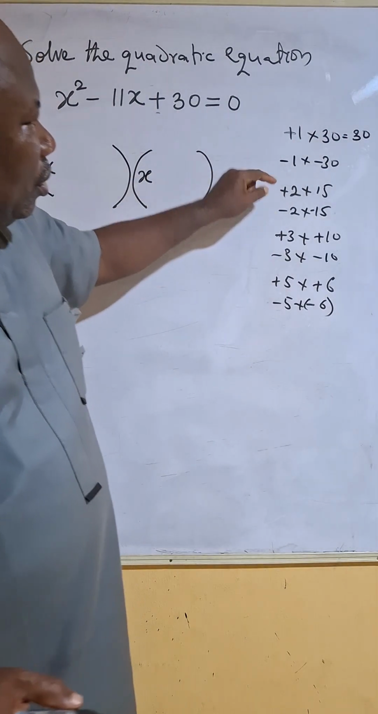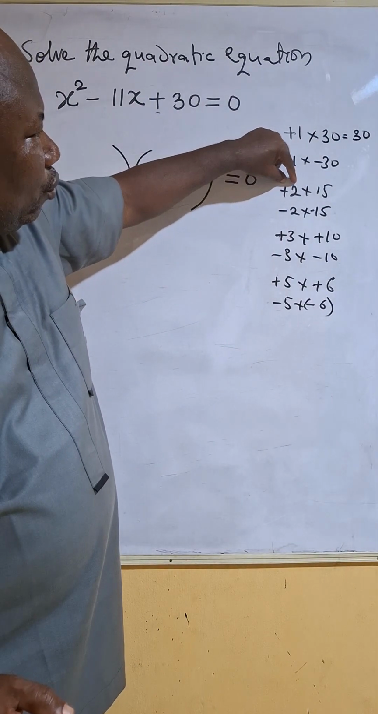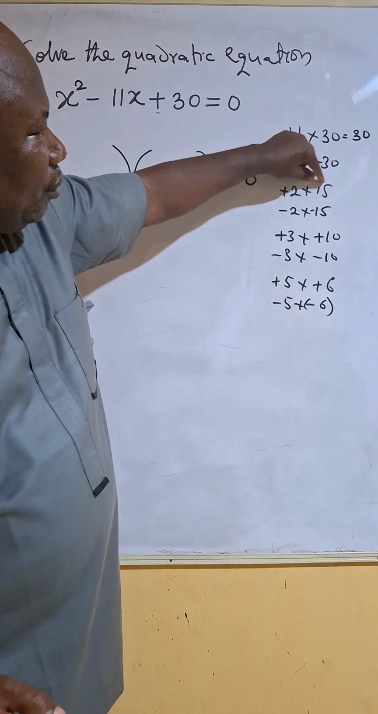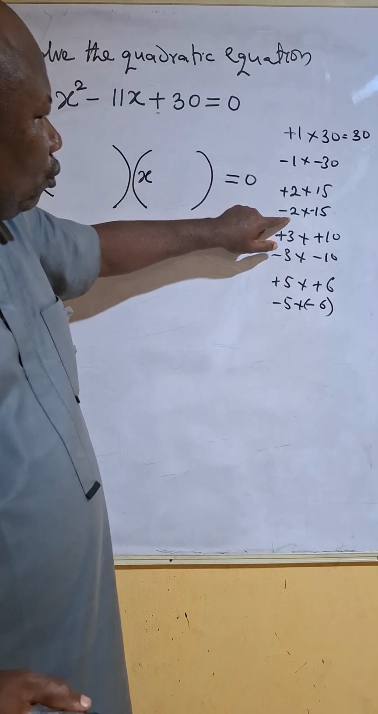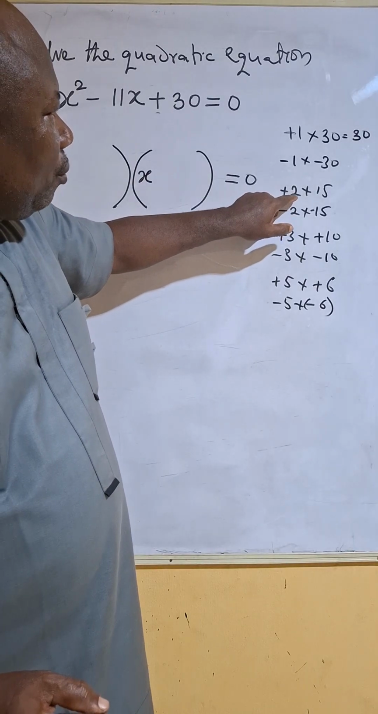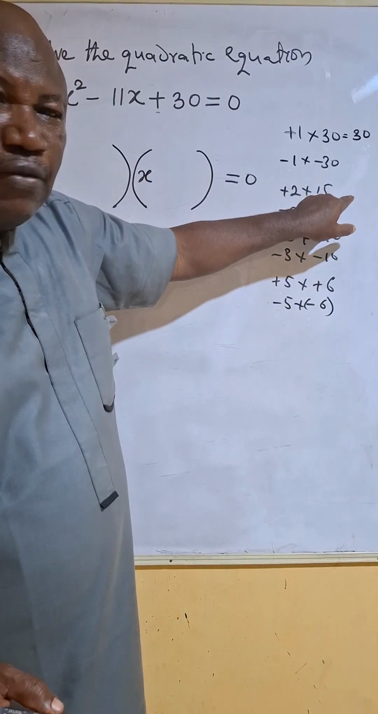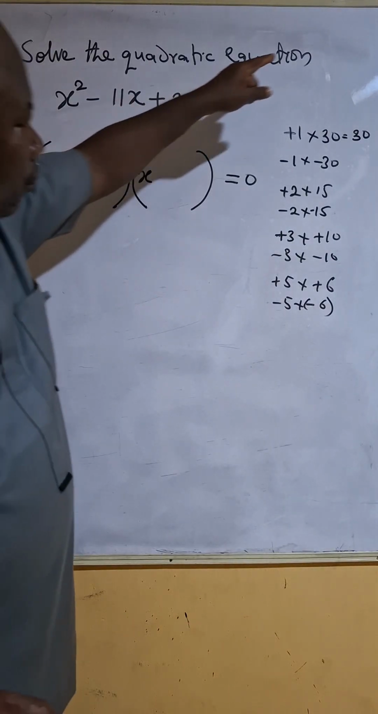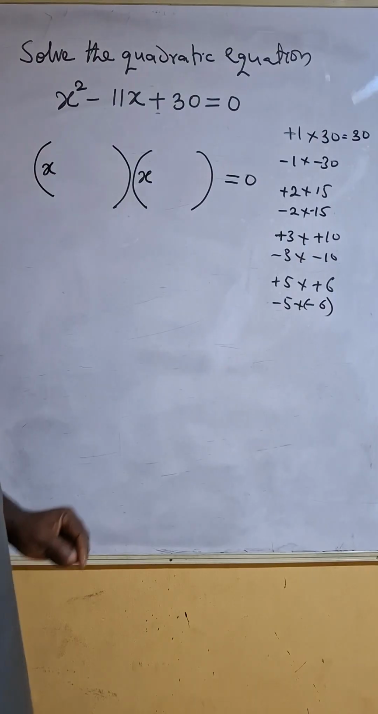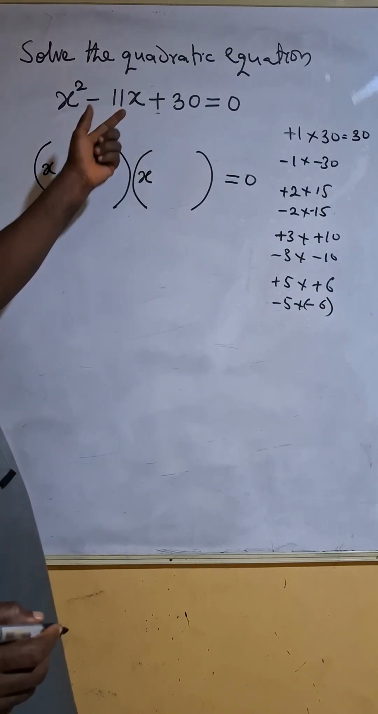Consider this one too. Plus 2 times 15 will give you 30, quite alright. Why this one, minus 2? 2 plus 15 will give you 17. This is not 17, it is minus 11. Now, let us look at all this and see the one that is suitable for our question.